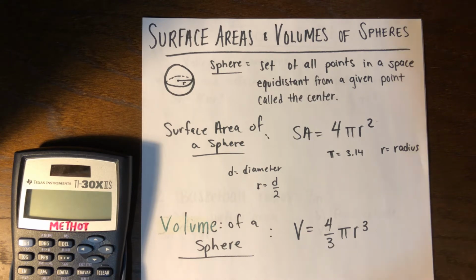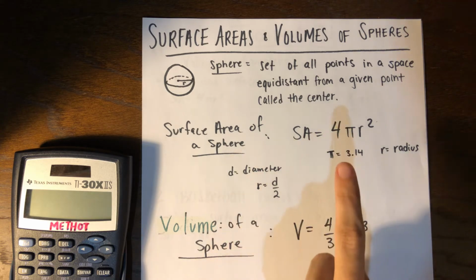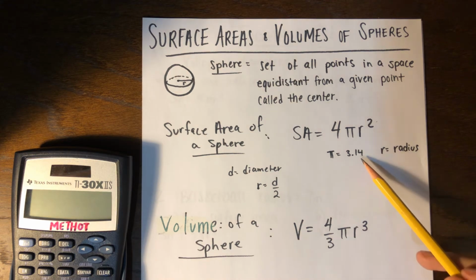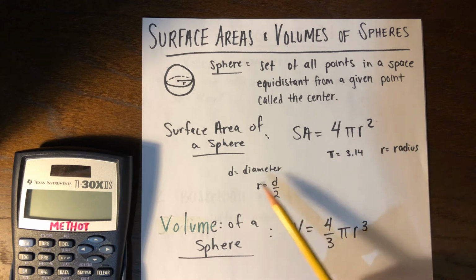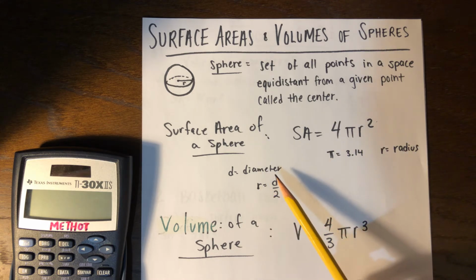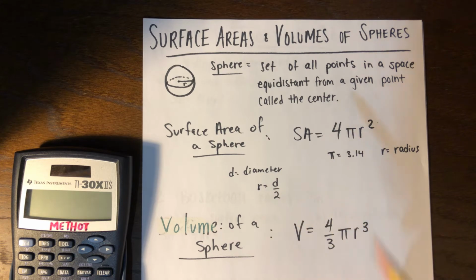So a sphere is the set of all points in a space equidistant, meaning equal distance, from a given point called the center. And then the surface area of a sphere is 4 pi r squared, where r is the radius, pi is 3.14, and if we're not given radius and we're given diameter, this is the formula to find radius. You take the diameter and you divide by 2.